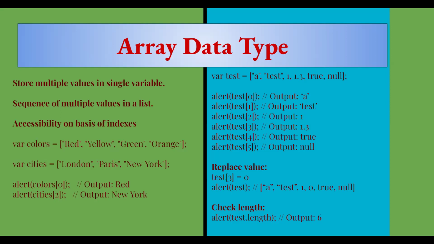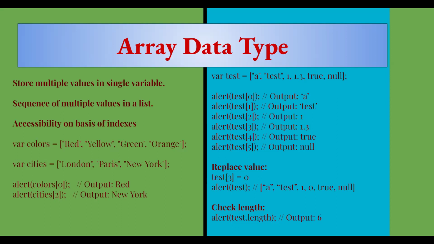In other languages, for example, in Java, you can have values of the same data type in an array. For example, either only strings or only numbers. But in JavaScript, you can have a mix of all data types in a single array. Here is an example, test. The test array has string, number, boolean, and null values.